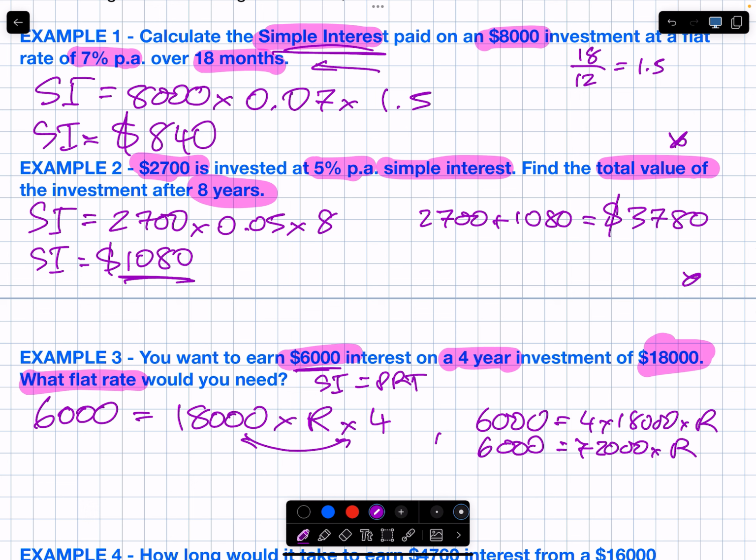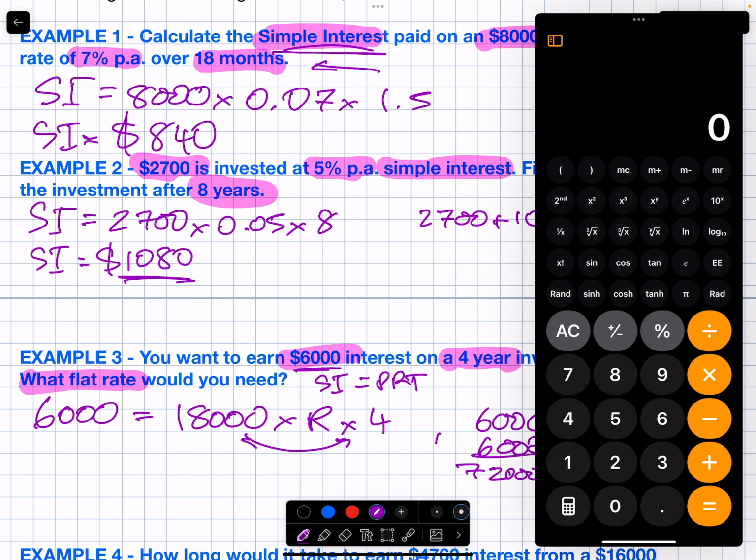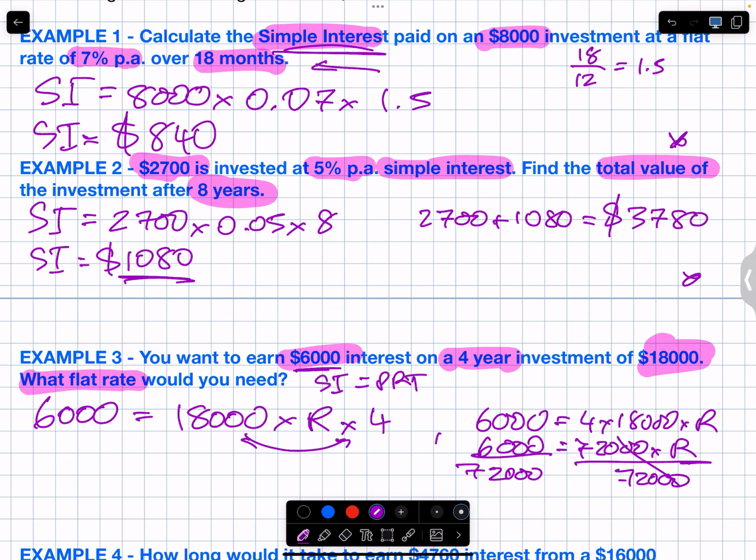72,000 times by R. How am I going to get my little R by itself? What is 72,000 doing to R? Timesing. What is the opposite of timesing by 72,000? Divide by 72 grand. That's going to cancel. So I just need the calculator because I'm not good at division. 6 grand divided by 72,000. So the rate is equal to 0.08.